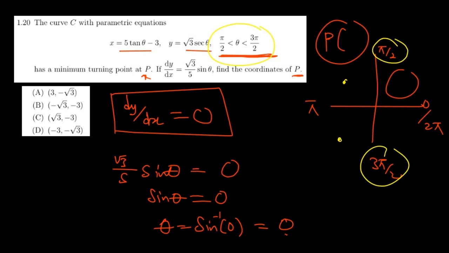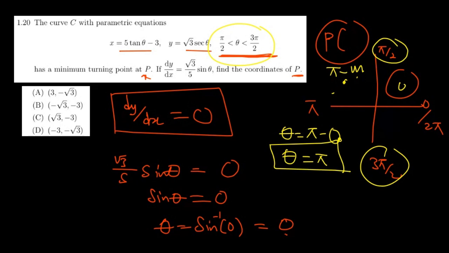To find the corresponding angle here, because this sign is positive, we're going to use the second quadrant. In the second quadrant, the angle there is pi minus whatever angle you found here. The angle that we found here is 0, so it means theta will just be pi minus 0. So theta will be equal to pi. So the theta that we are going to be using is pi.